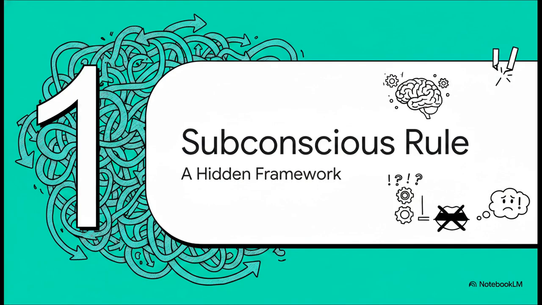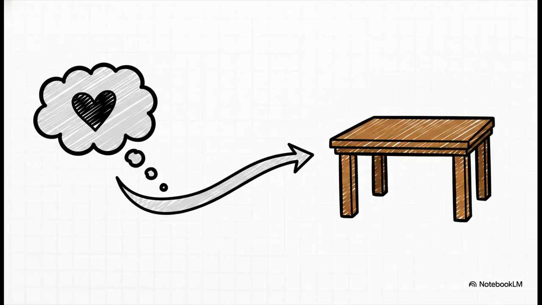Section 1. The subconscious grammar rule, a hidden framework. This rule is so deeply embedded in English that a lot of native speakers will flat out refuse to believe it even exists until you show them a sentence where it's broken. But here is the golden rule of stacking adjectives. They have to follow a very specific, logical path.